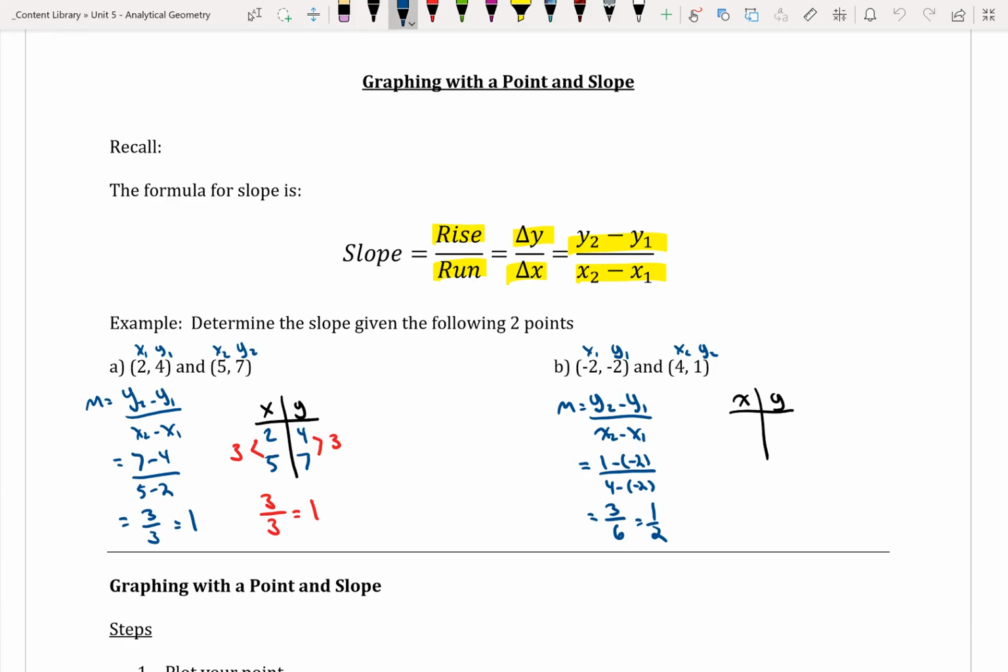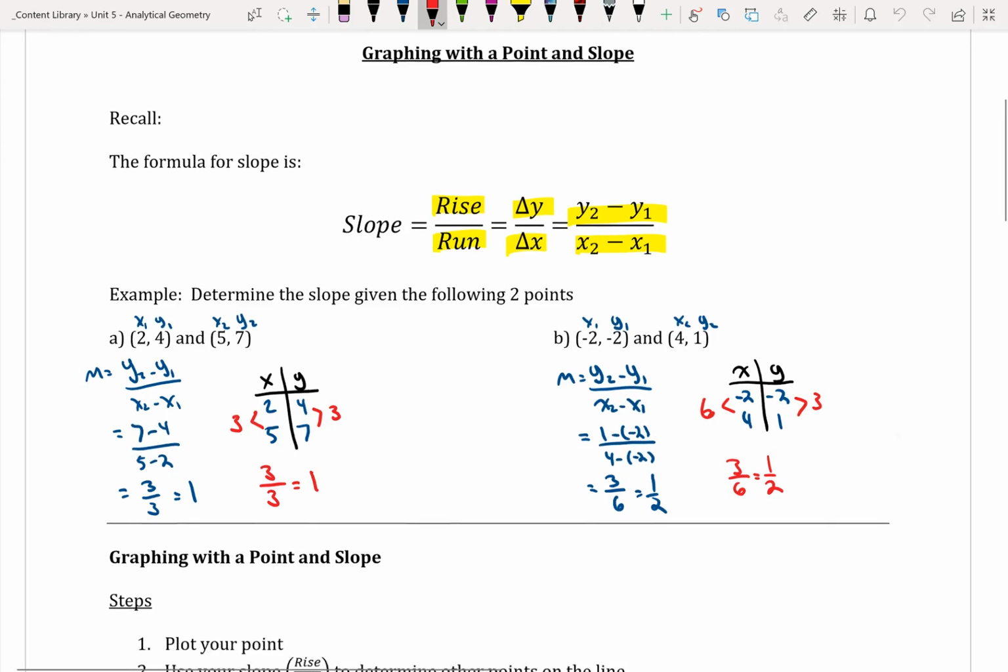X then y, I'm going to plot my 2 points. And I'm going to see what is the change from one to the other. Well, this is an increase of 3. This is an increase of 6. Rise over run says 3 over 6, or simplifies to 1 over 2. So it doesn't matter which way you choose to do it, whether you use a table or the algebraic formula, you should still be able to get the same slope.